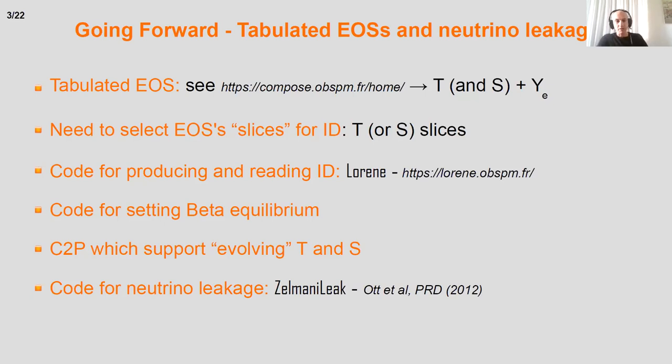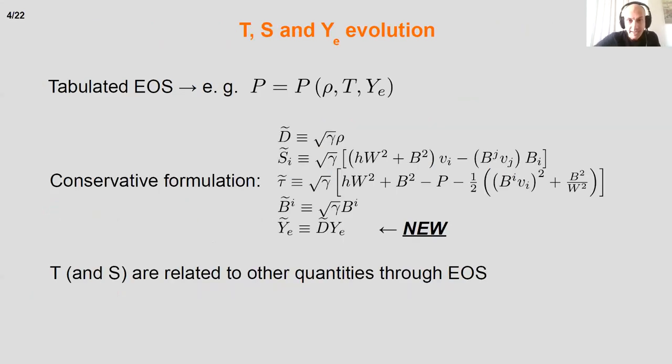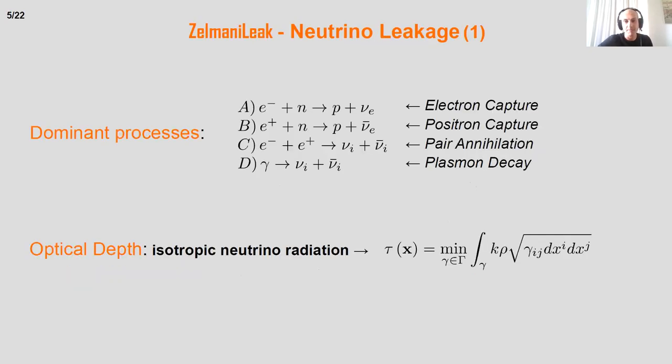One mention here for the new Con2Prim: we are using the Palenzuela 1D method. Basically, when dealing with the tabulated equation of state, you should consider, as I said, the pressure as a function of rest mass density, temperature, and YE. So you need an additional equation in your conservative formulation, that is for the electron fraction. While the temperature and the entropy are related to the other quantities via the equation of state.